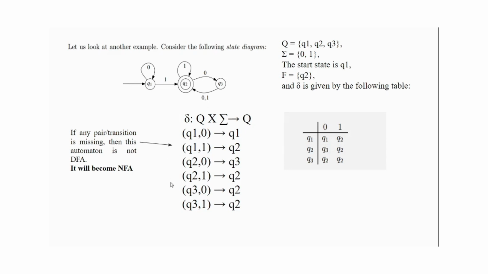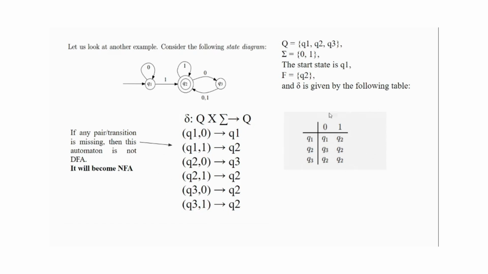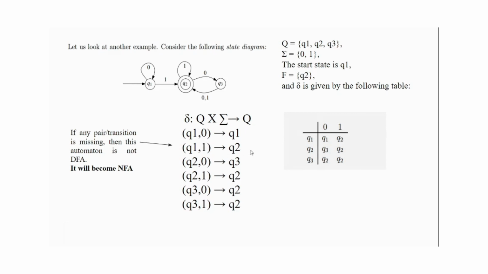Second, you can represent the transitions either in this way, or you can represent the transitions by using a transition table. There is no difference between these two methods. You can use either this method or this method to represent the transitions. Hope it is clear to you.